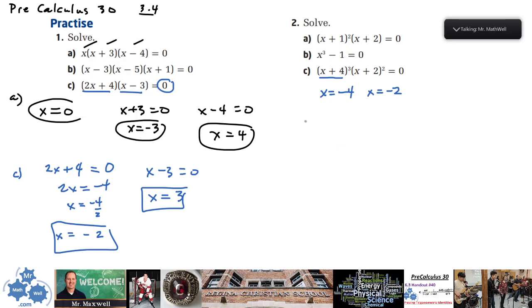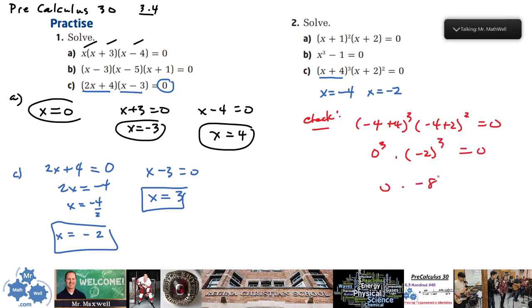And if you were to check that, that's no problem. Then what you do is you plug in -4 plus 4 cubed times -4 plus 2 squared. Does that equal 0? Well, that's 0 cubed times -2 squared, which is 0 times 4. Yeah, that equals 0 because we have 0 as a factor, and so that checks out. And so you can do that with the x minus 2 as well, and so on. Okay, any questions about number 2? Other than you have to factor this one for B.